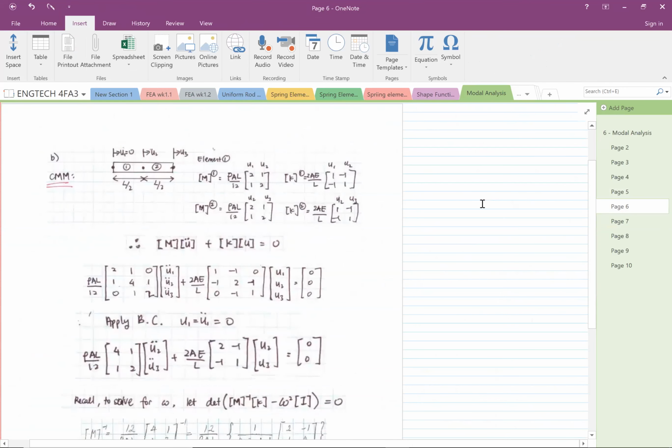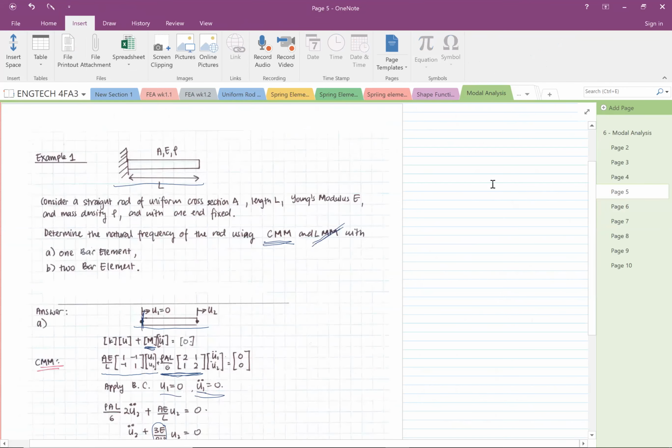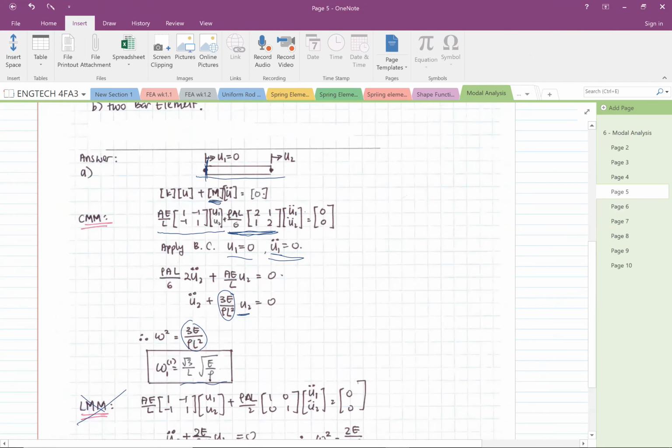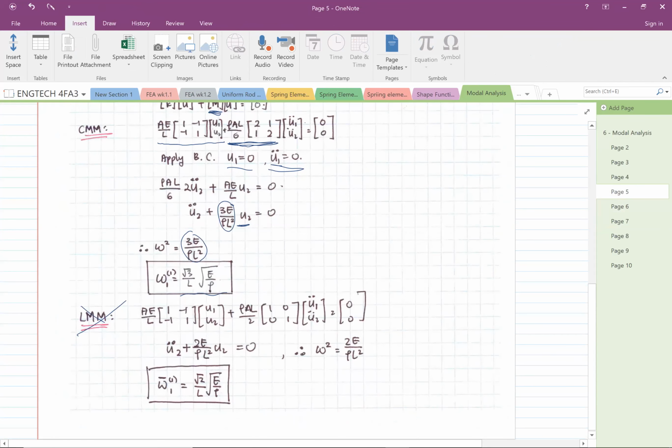Wait, Chris, can you actually go back? It cut off halfway through. Where did I stop? I think we lost audio after the second line of the consistent mass matrix. The second line is right here, right? Yeah. Okay.